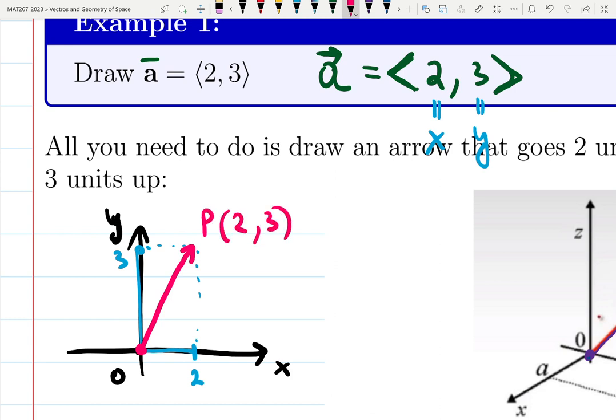Very important: parentheses denote a point. Pointy, tilted brackets denote a vector. Straight brackets denote a matrix, or actually the determinant of the matrix. So there are lots of different notations. This vector is pointing to the point P, 2 and 3: 2 to the right, 3 up.